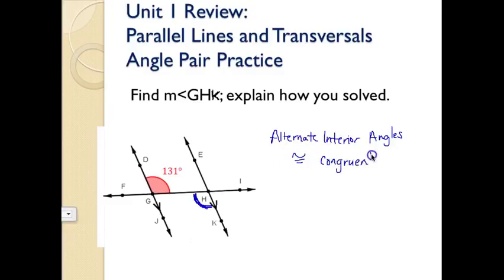They are congruent. So we know then that if the measurement of angle DGH is 131, then the measurement of angle GHK must also be 131 degrees. So there's your answer right there. And we were able to solve this because we first identified the angle pairs. It was a set of alternate interior angles, which we know are congruent. Therefore, we were able to identify the measurement of angle GHK as 131 degrees. So moving on to the next slide.